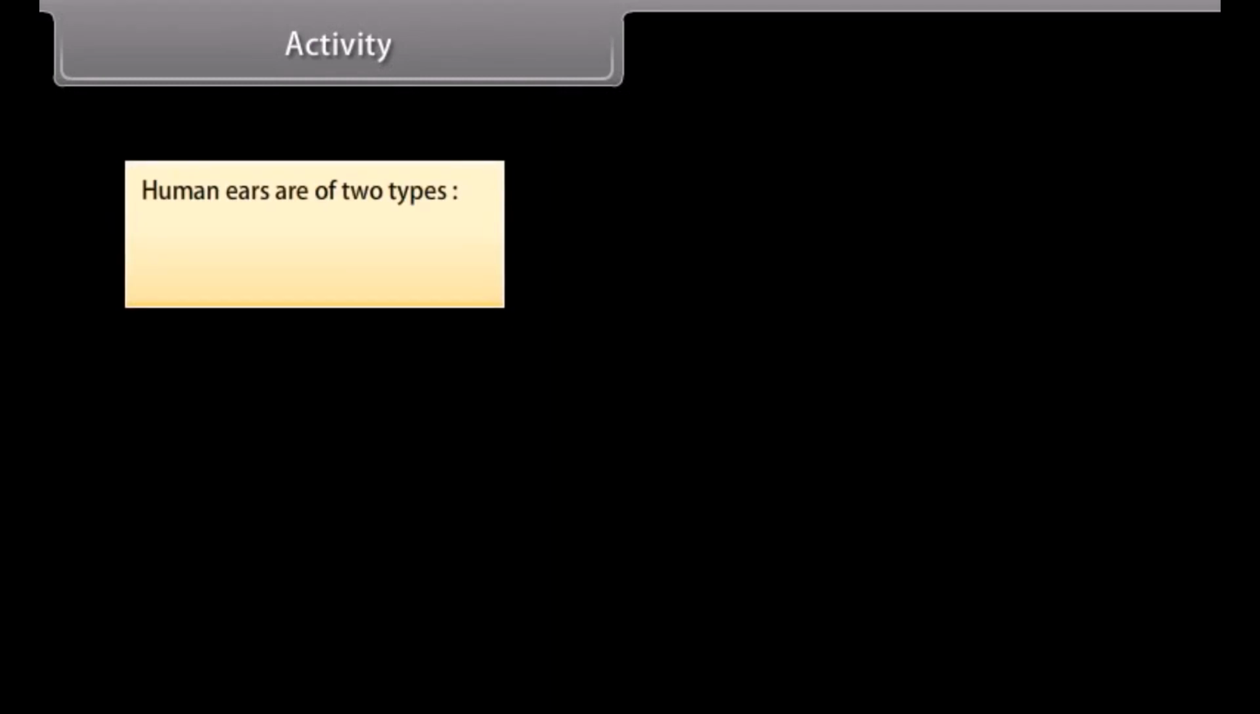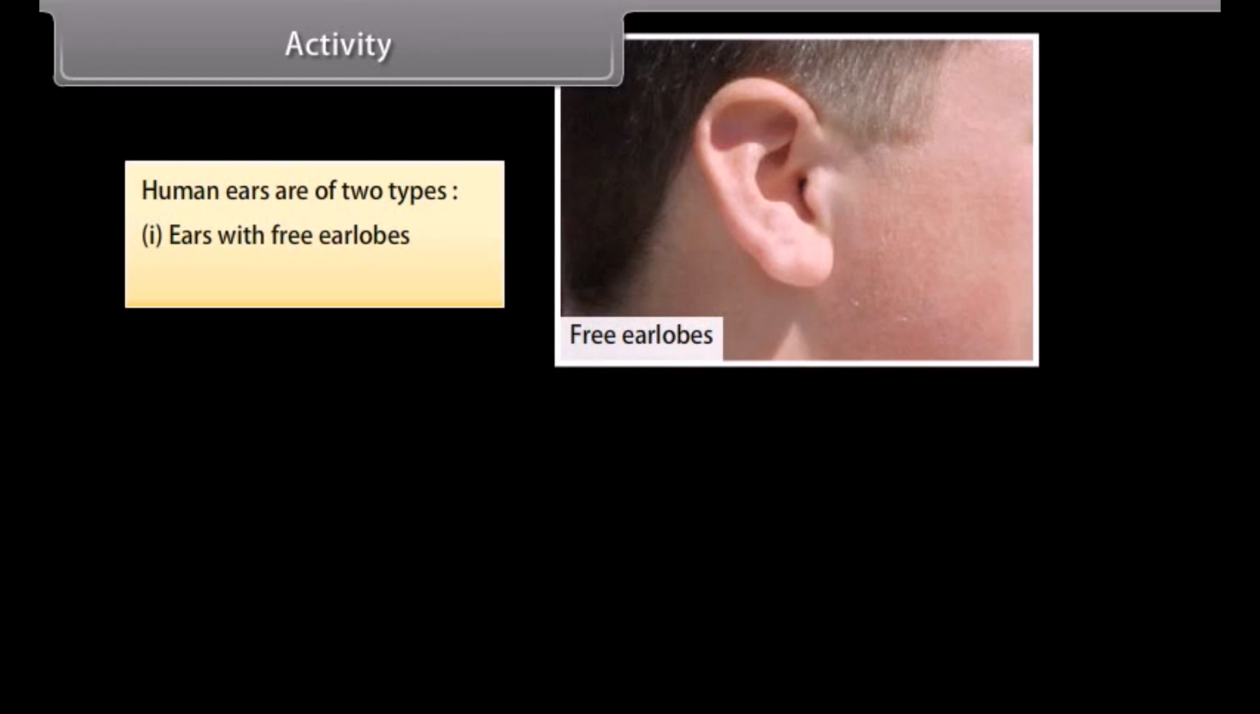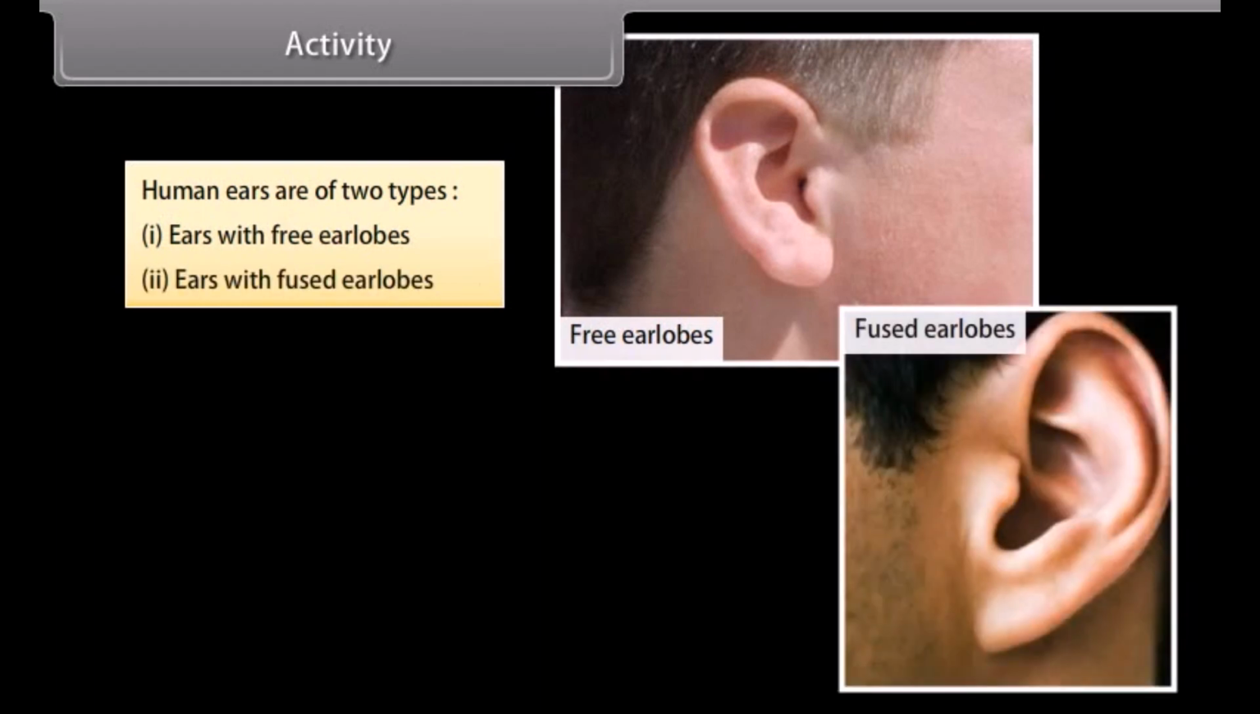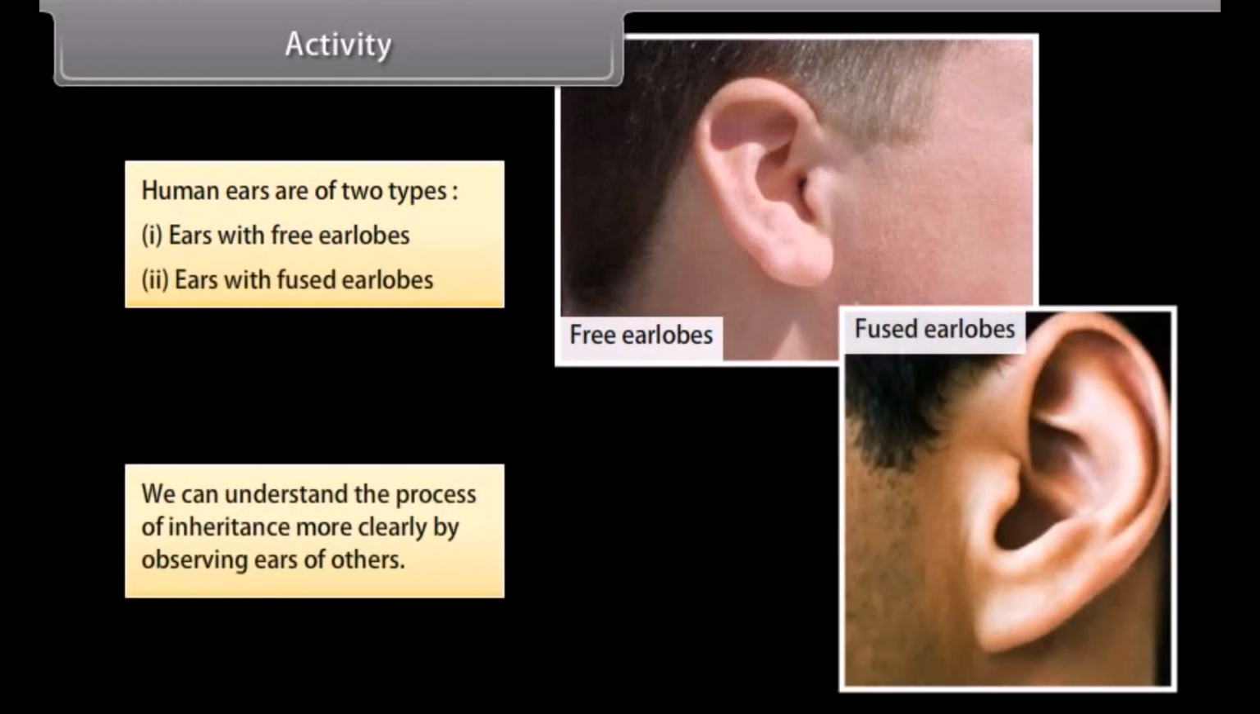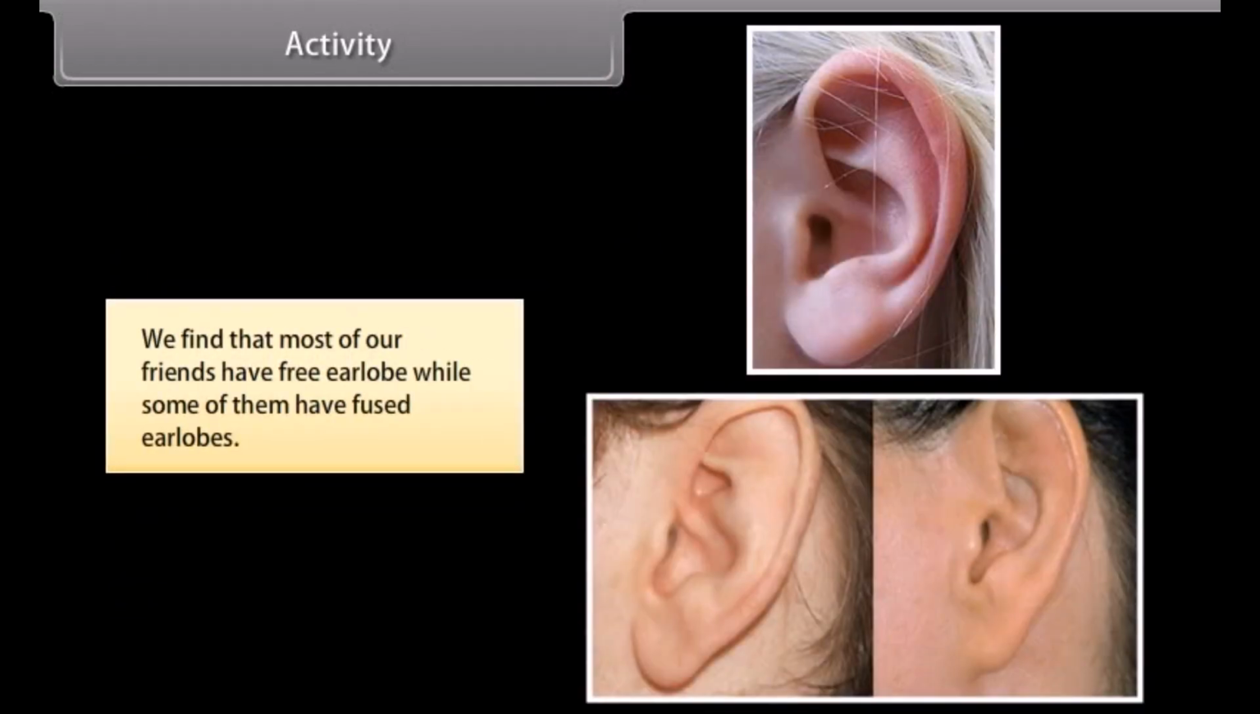Activity. Human ears are of two types: ears with free earlobes, ears with fused earlobes. We can understand the process of inheritance more clearly by observing ears of all the students in the classroom. We find that most of our friends have free earlobes, while some of them have fused earlobes.